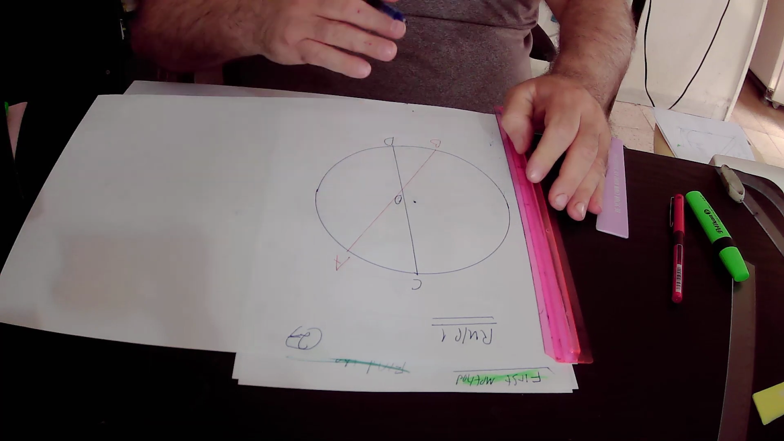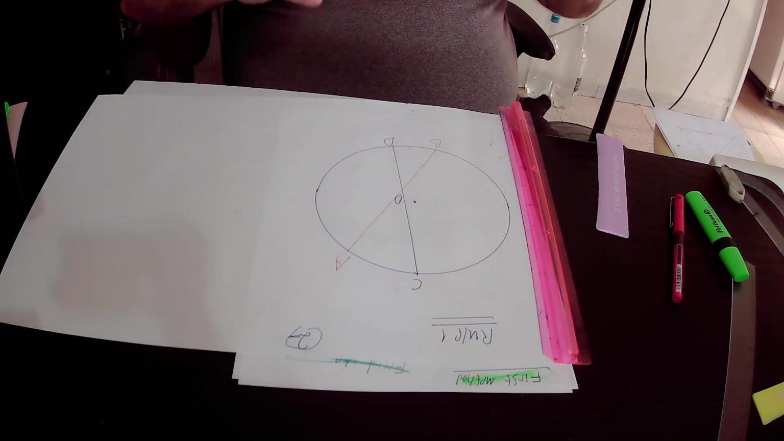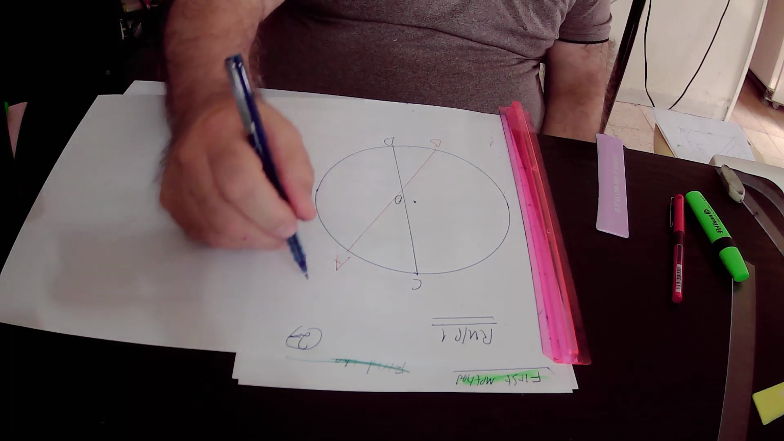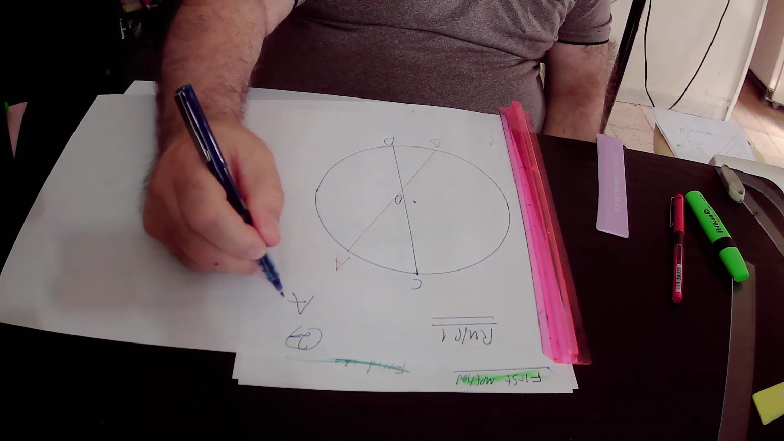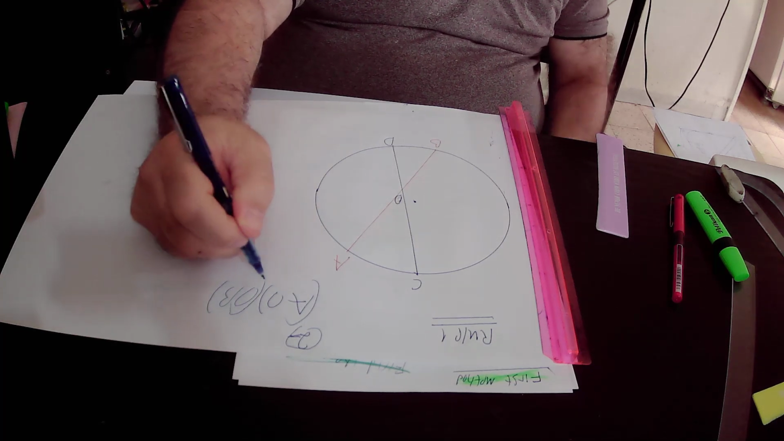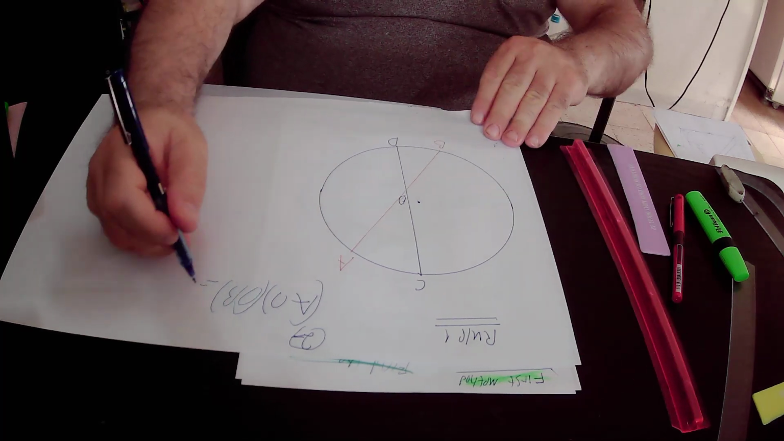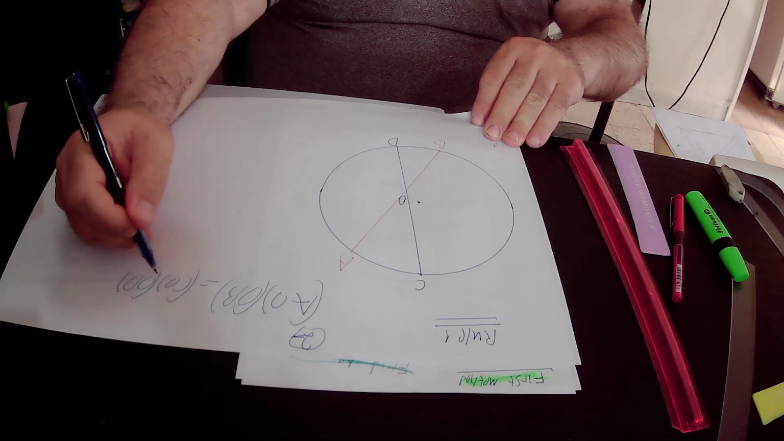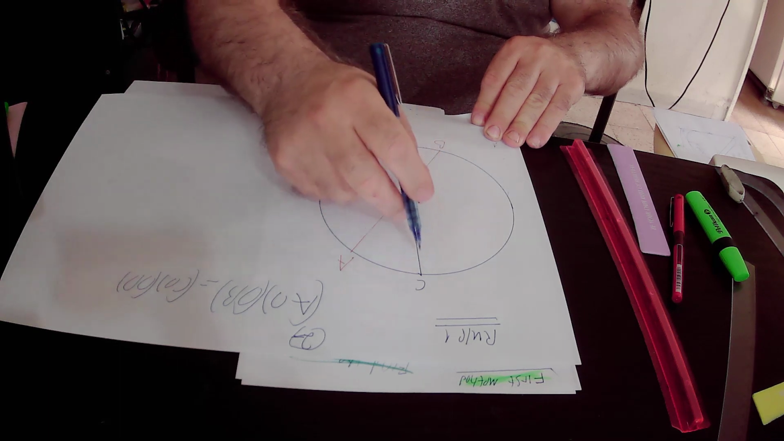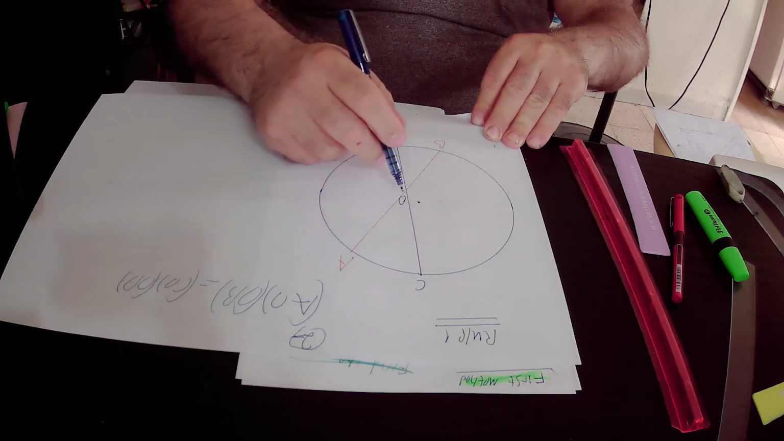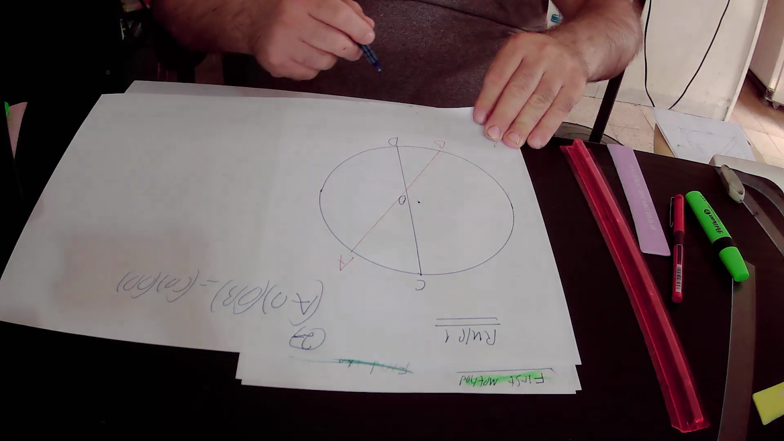So if this is the data that has been given to us, then the following equation is true, that AO times OB equals CO times OD. Okay, again, if chord AB intersects with chord CD at point O, then AO times OB equals CO times OD.